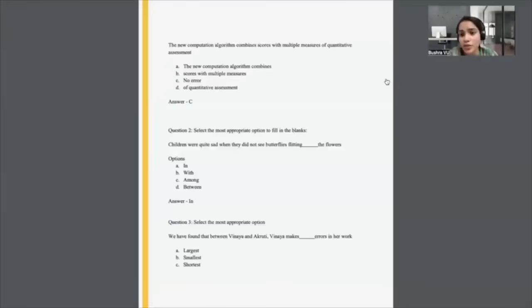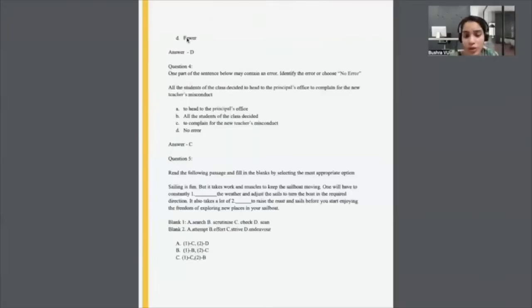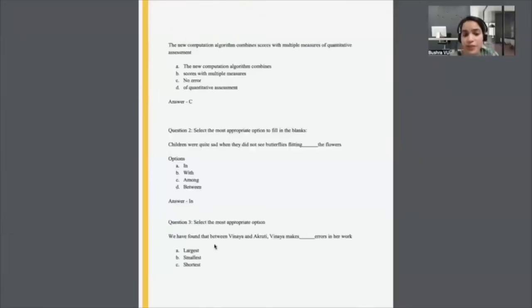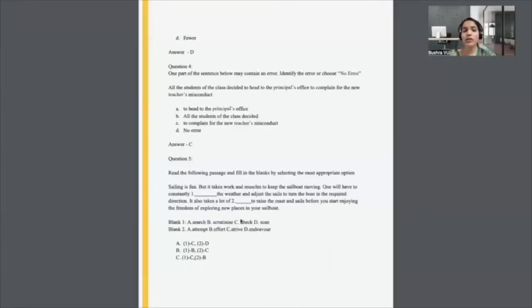what are the verbs that you use? Quantity, numbers, right? When we talk about numbers, when we talk about something quantifiable, we talk about more, we talk about few, right? So we have to look for these options. Largest errors, no. Smallest errors, no. Shortest errors, no. Fewer errors, correct. So here, when we're talking about quantifying the errors, we're trying to say it's few or it's a lot. So that's why the correct answer is option D.